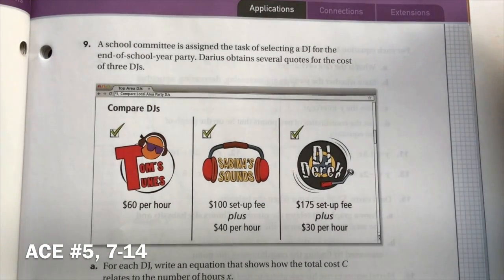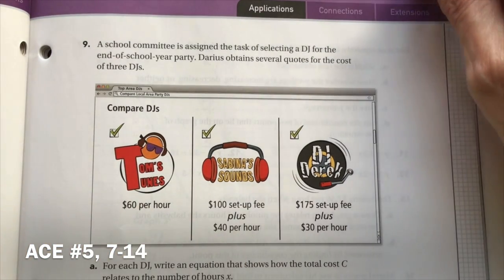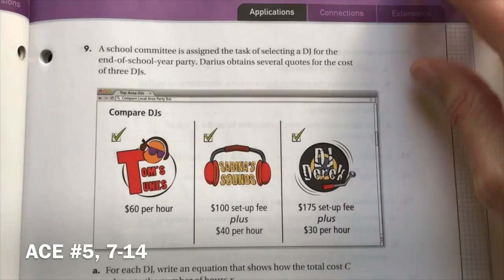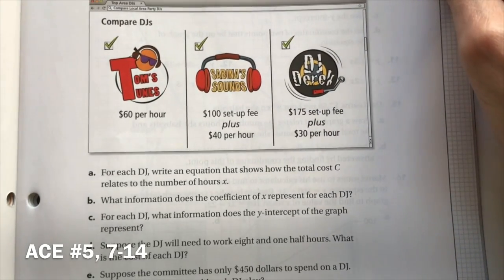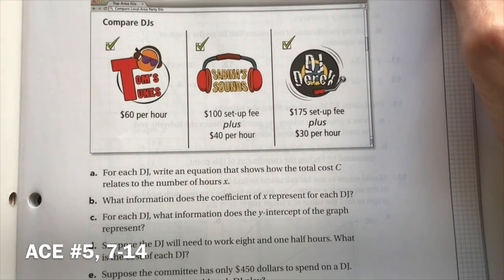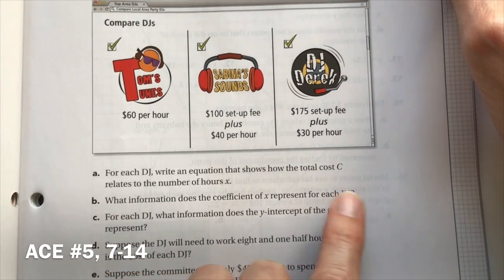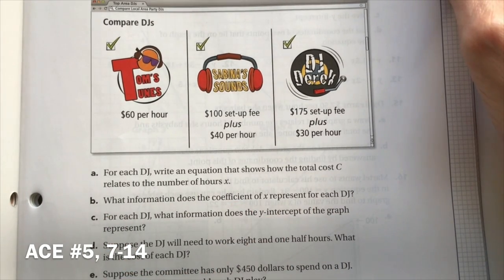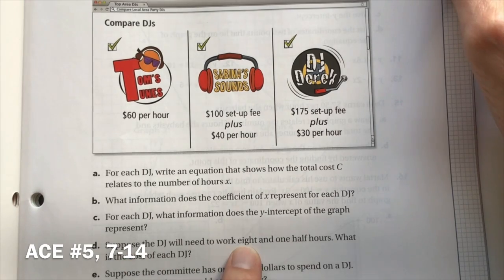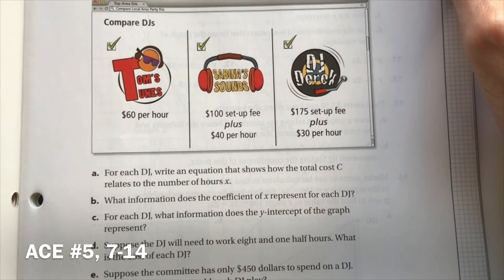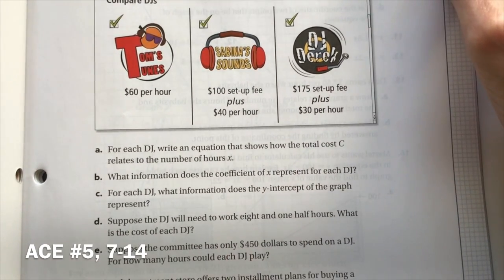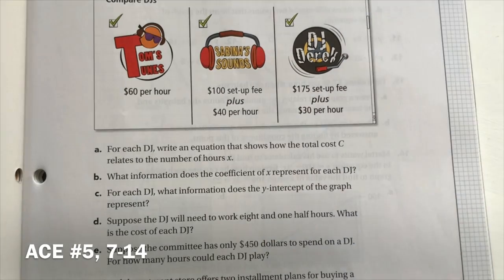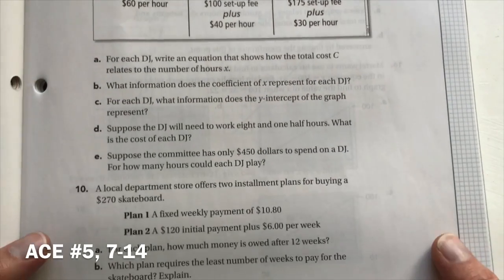Question 9, they're looking at getting a DJ for an end of the year party. You've got Tom's Tunes, Sabina Sounds, and DJ Derek. All the information is there, and you have all those details. They want you to write equations for all those DJs. What's the coefficient for x? What's the y-intercept? Suppose each DJ will work 8.5 hours. What's the cost? Suppose the committee will only pay $450. For how many hours can each DJ play?